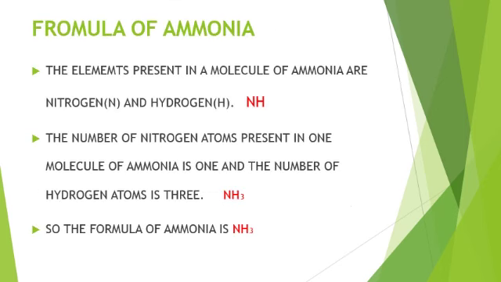Let's write down the formula of ammonia. The elements present in a molecule of ammonia are nitrogen and hydrogen, N and H. The number of nitrogen atoms present in one molecule of ammonia is 1 and the number of hydrogen atoms is 3. NH3. So, the formula of ammonia is NH3.